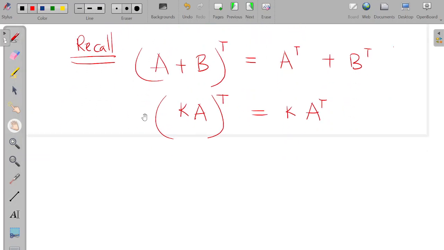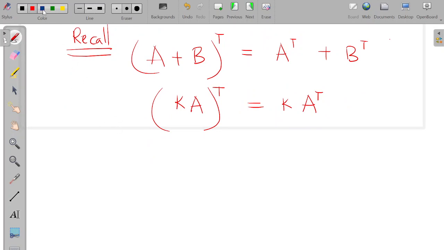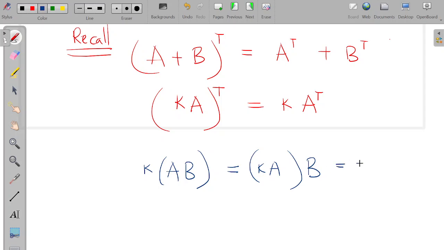Okay, now also when a scalar is multiplying two matrices, we are multiplying two matrices and then we are also multiplying by a scalar. This is the same thing as multiplying that scalar by A and later by B, or we multiply the scalar by B, like this. Okay, it's the same thing, it will give us the same answer.